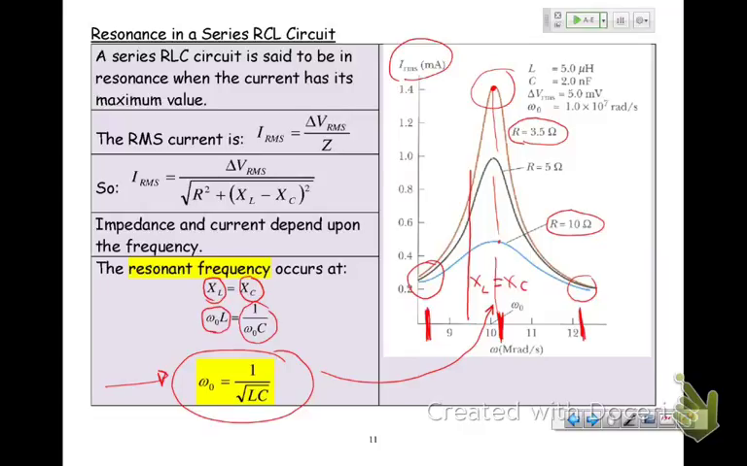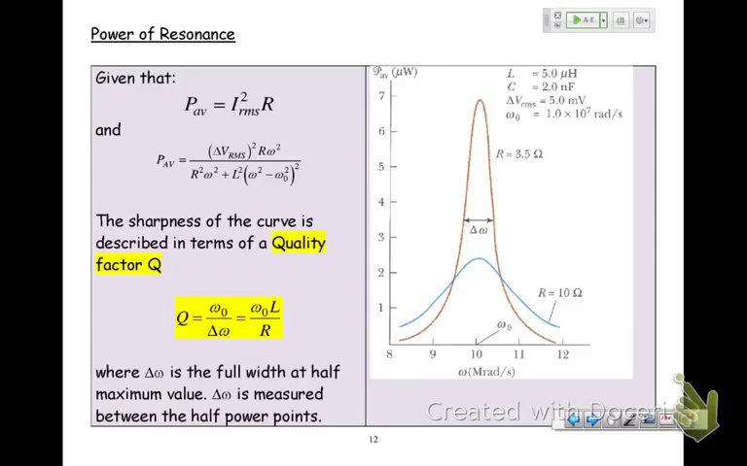This is kind of where we're going. There's a thing called the quality factor. Engineers like to talk about quality factors. And the quality factor is basically the resonant frequency divided by the full width at half max.